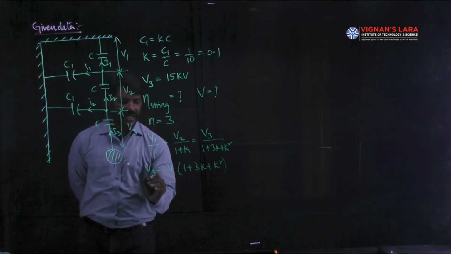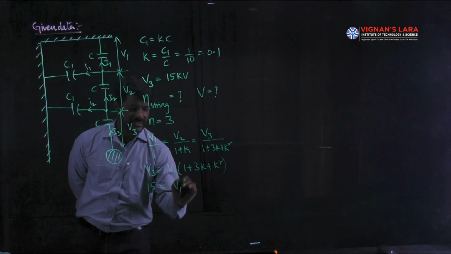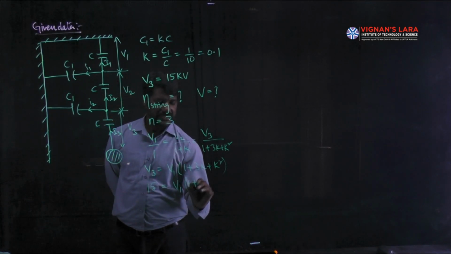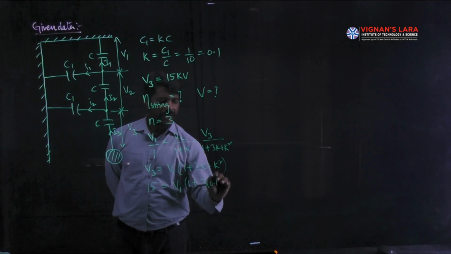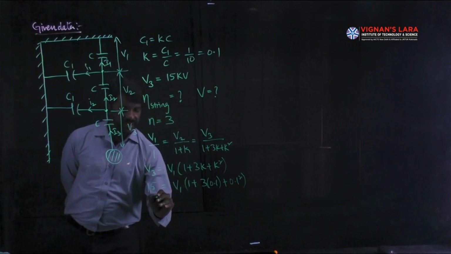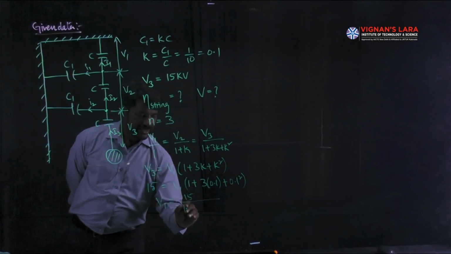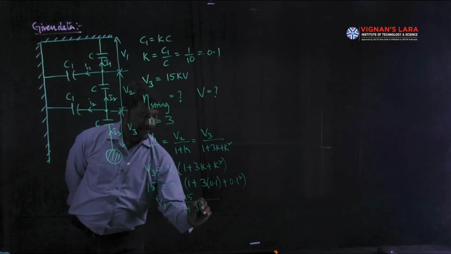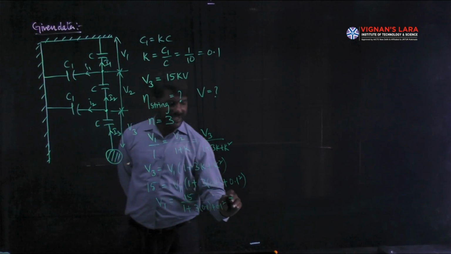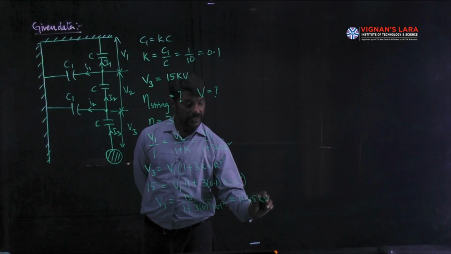Let me substitute all the values. 15 kV is equal to the unknown voltage across the first unit, V1, times 1 plus 3 into the K value 0.1 plus 0.1 square. Simplify this and get the value of V1, which is 15 divided by the entire polynomial. You can get the voltage on calculation as 11.45 kV. Let it be equation 1.